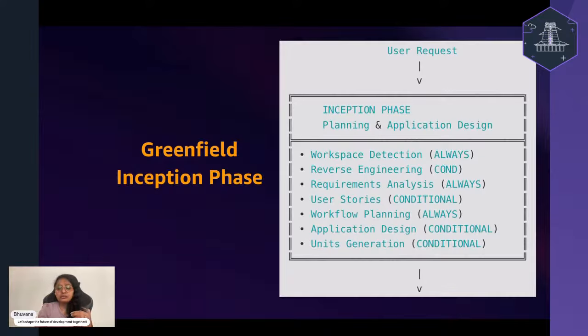And the next one is workflow planning, whether it's a brownfield or greenfield. Once the user story is passed, the next step is to plan the work and then move on to application design, followed by unit generation. Okay. So always keep a watch on always and conditional. See, these are rules. These are driven by rules. You are flexible to add any stages here, as I said earlier. Okay.